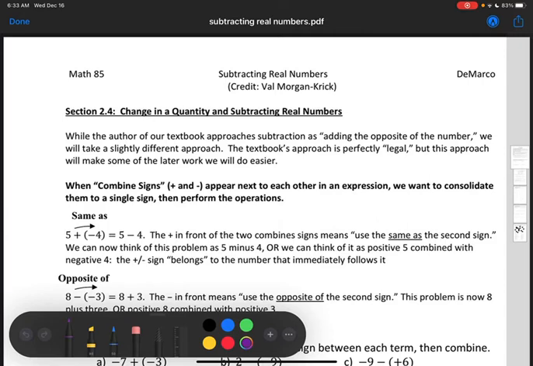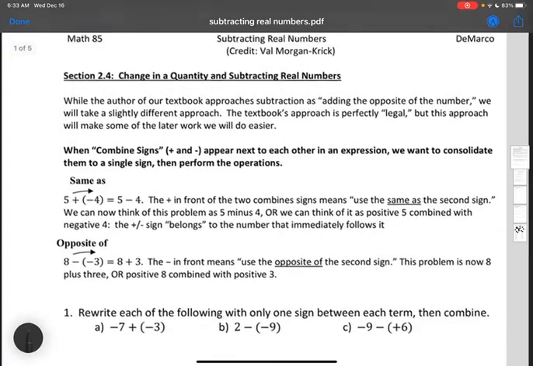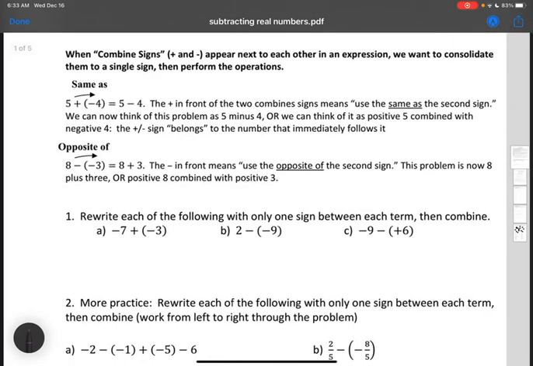So there's a few different ways. We talked about a lot of things yesterday. We're going to look at it from a little bit of a different perspective today with adding and subtracting positives and negatives, okay? So when we combine signs, we want to try to make them just be a single sign. That's going to make it way easier.